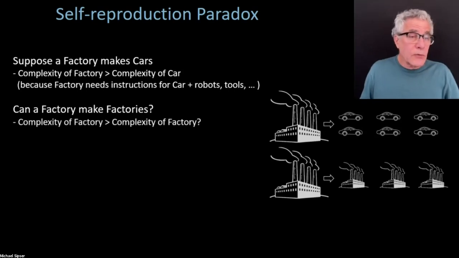Because not only does the factory obviously have to have all of the instructions for what a factory is like, but it needs to have all of the extra things that it would need to do the manufacturing. And so for that reason, it seems like it's not possible to have a machine make copies of itself. I mean, you would run into the very same problem if I asked you to produce a program in your favorite language that prints out itself, an exact copy of the same code.